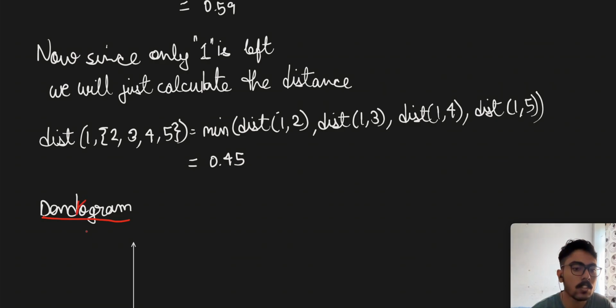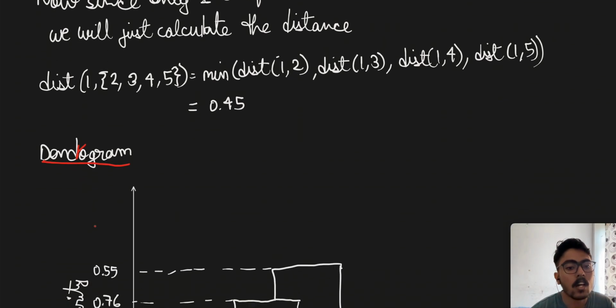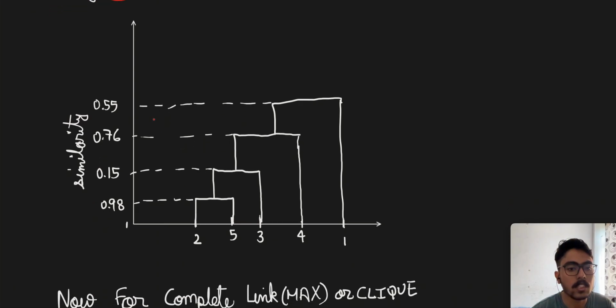So now the final thing, the dendrogram, sorry for the spelling mistake. So the dendrogram is drawn such as this. On the y-axis we have the similarity. Note it is similarity, not dissimilarity. And in the x-axis we have the data points. So first 2 and 5 are clustered together at a dissimilarity distance of 0.02, which converts to 0.98 in similarity.